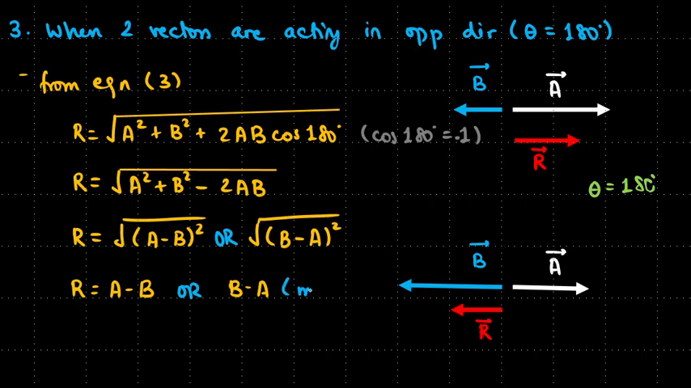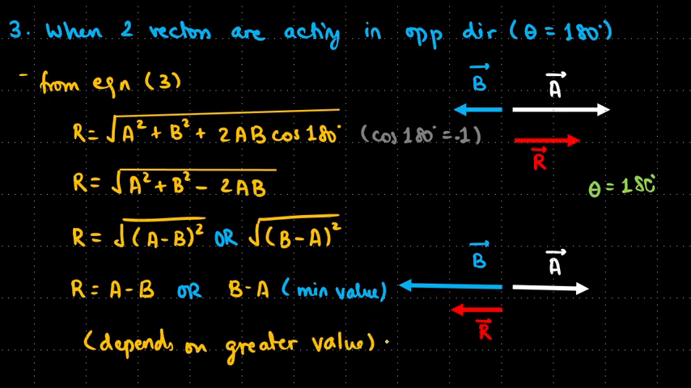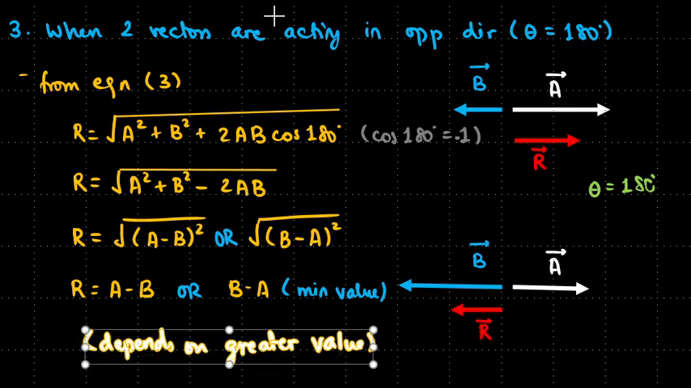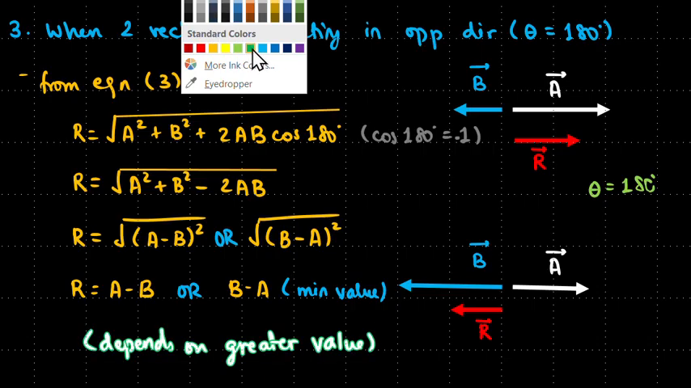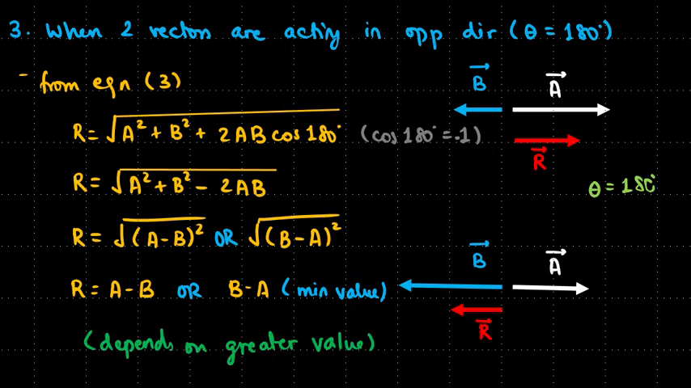So this is the minimum value, and there is a little bit of a caveat to it, which is that this depends on the greater value. So this is a pretty unique fact about the opposite direction. So let's make this green color. Okay, now let's talk about the angle.